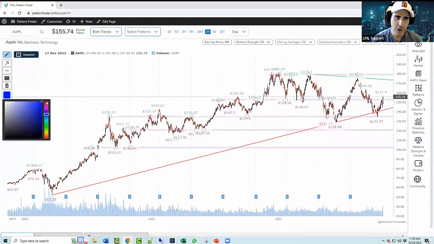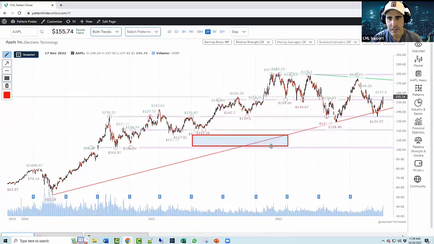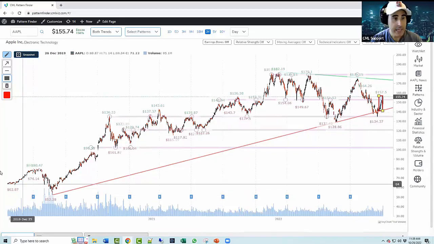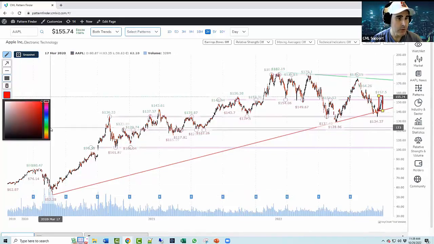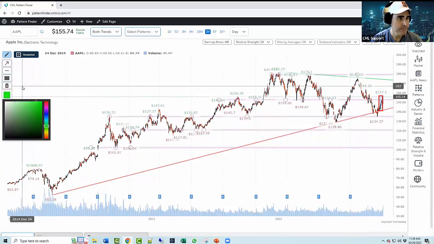First, always draw on your loss zones first. Forget the gain zones. Draw on your loss zones first. Here's my loss zone. Here's where I say, I am out. Okay. I'll just take it where it currently is, and I would be out at support. Okay. And now we can draw in our profit zone.